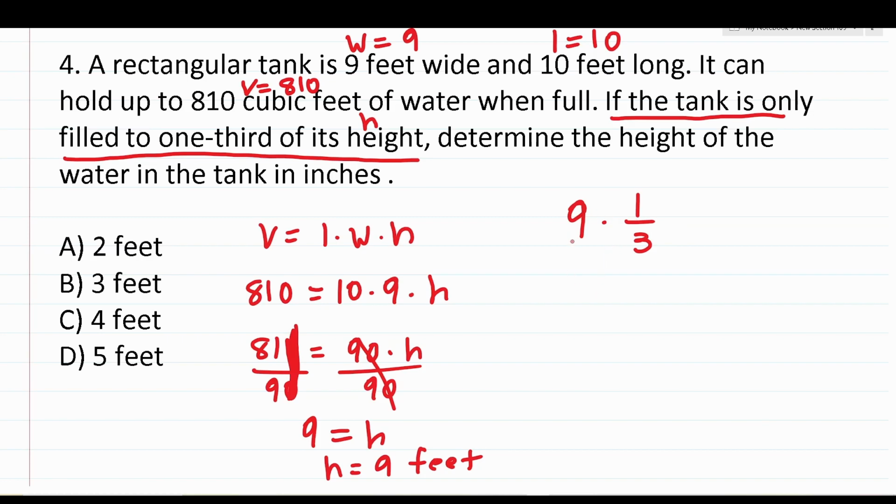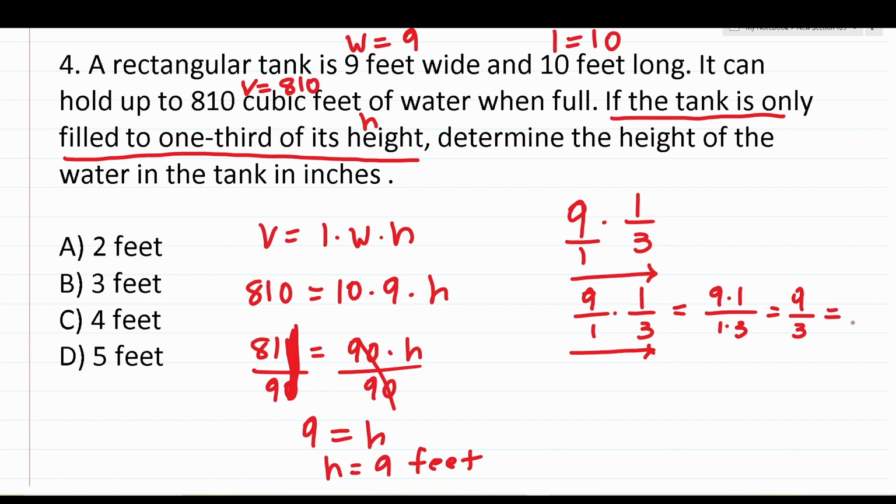To proceed, we want to make 9 a fraction by placing it over 1. This becomes 9 over 1 times 1 over 3. When you multiply two fractions, you just multiply straight across. This becomes 9 times 1 over 1 times 3. 9 times 1 is 9. 1 times 3 is 3. 9 divided by 3 is 3. So the height of our tank when it is filled to 1/3 of its full height is B, 3 feet.